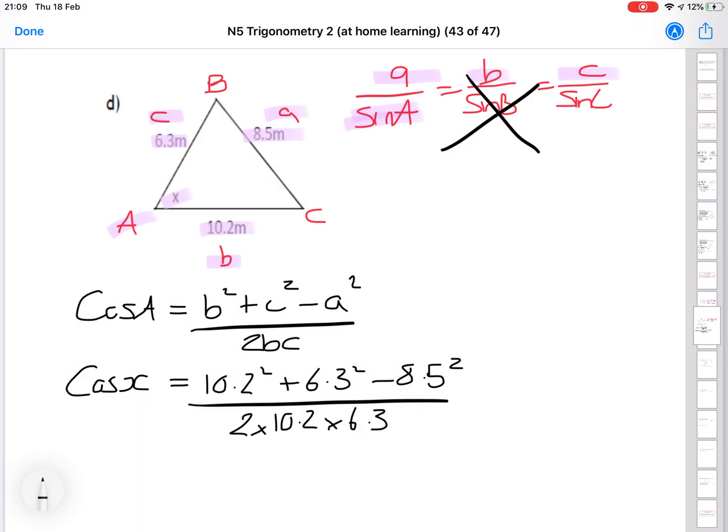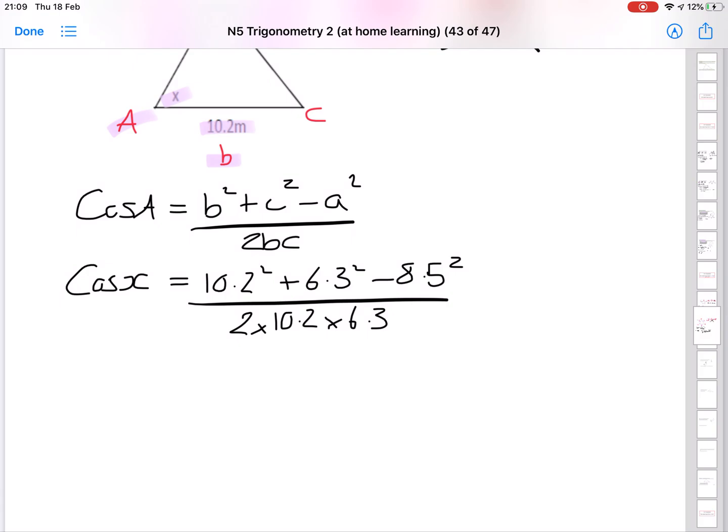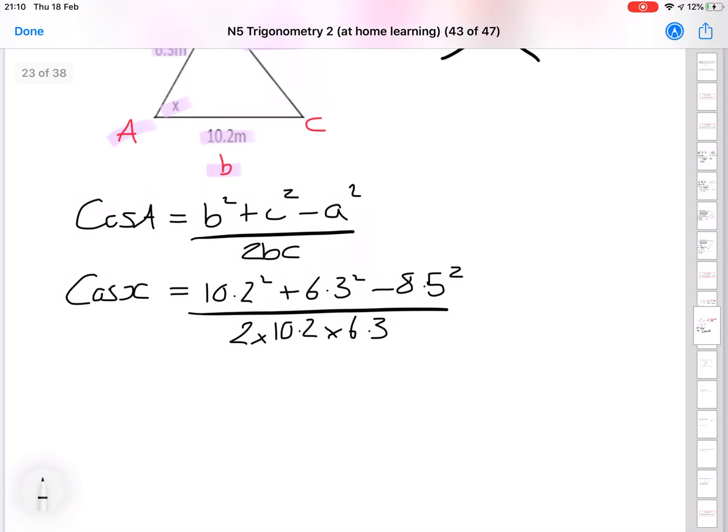So if we type that into our calculator, I'm just going to move my page up slightly. 10.2 squared plus 6.3 squared minus 8.5 squared. And remember here, use that fraction button on your calculator, that button there. If you have that, it just makes things a little bit simpler to do when you're typing it in. If you don't have that button, just type the top line in a bracket and then do divided by, and then type the bottom line in a bracket. And that'll work the same way.